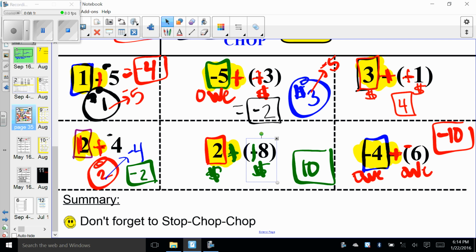All right, guys. So your homework for tonight is to do page 19, 20, and 21. So you have 3 pages of homework tonight, page 19, 20, and 21.